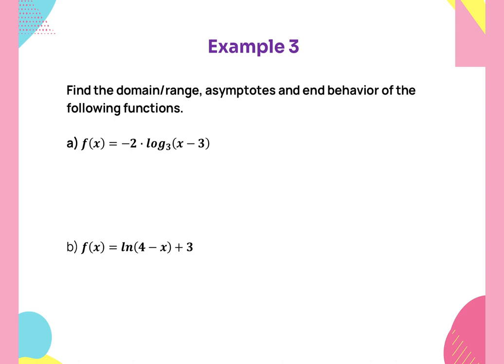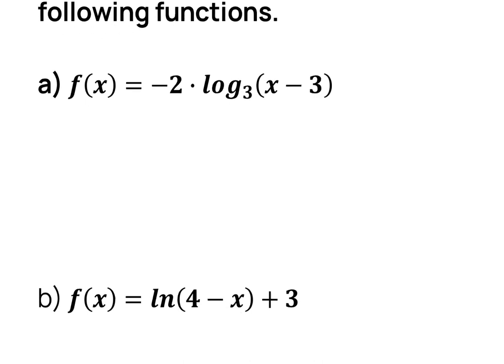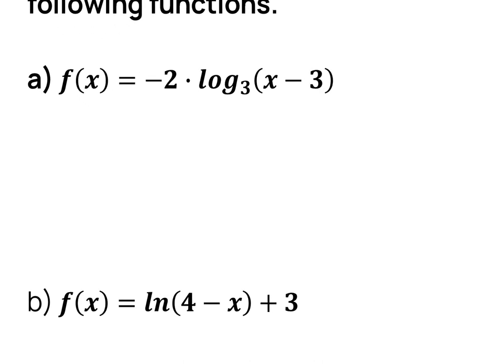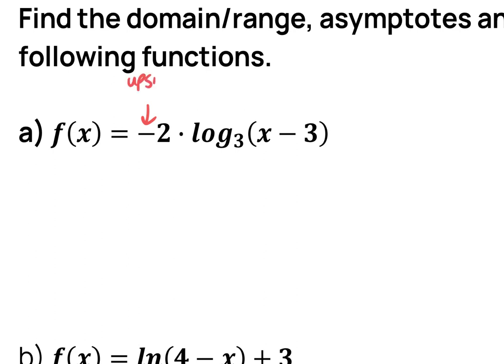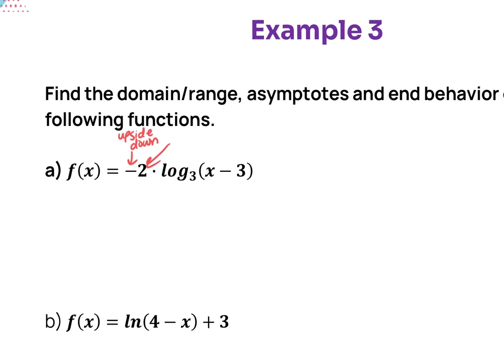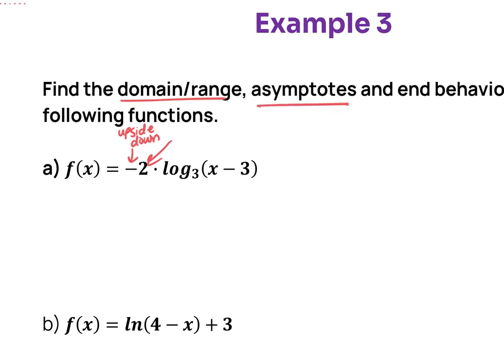All right, so based on these, we don't want to graph full out. It just says, find the domain and range, the asymptotes, and the end behavior of the following functions. So tell me what you know about the graph of A without actually graphing it all the way out. What's the negative do? Upside down. Over the y. What's the 2 going to do? It's a stretch. Is a vertical stretch going to change my domain, range, asymptotes, or end behavior? No. How about the x minus 3 inside the parentheses?